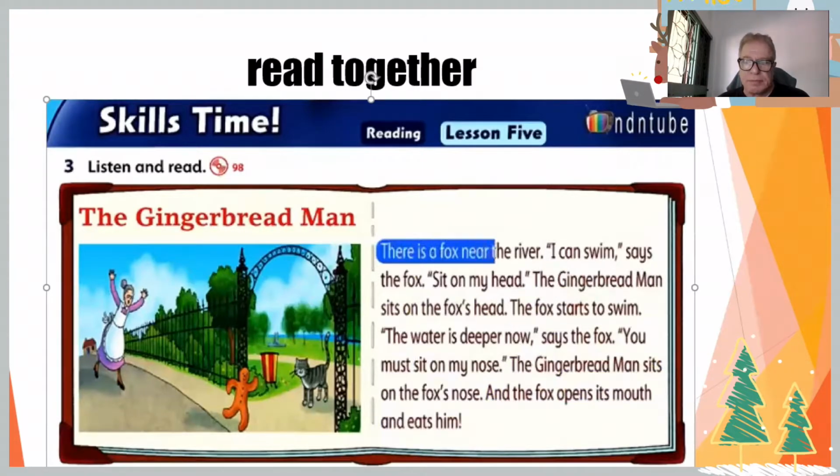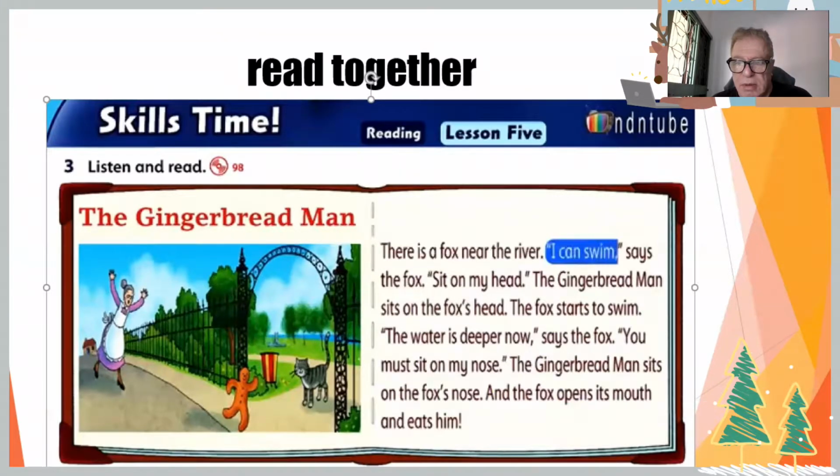There is a fox near the river. There is a fox. You know fox, right? There is a fox near the river. Say, there is a fox near the river. One more time. There is a fox near the river.